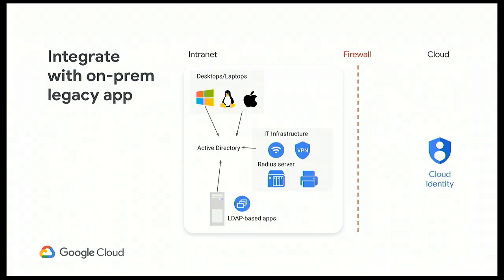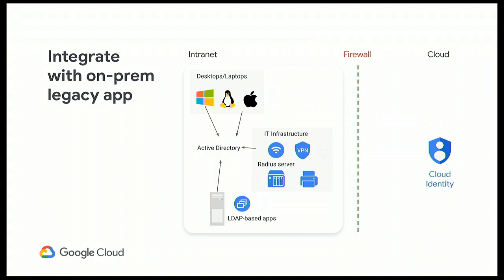Okay? Now let's look at a pictorial representation, right? This is the most simplified version of an on-premise infrastructure. You have some applications there, you have IT infrastructure like VPN servers or RADIUS servers, network attached storage, and then printers and things like that. And also you have desktops. Traditionally, they all connect to Active Directory or one of your LDAP directories like OpenLDAP.